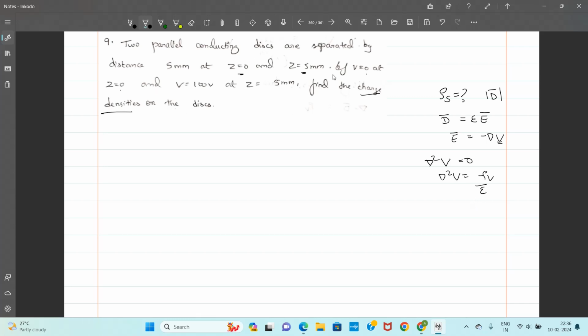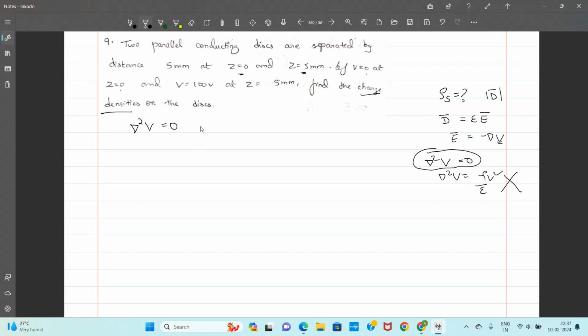And you can see that there is nothing mentioned about your volume charge density in the question. Right? They have not given rho v anywhere in the question. So I will not use this equation. I will have to go for Laplace equation now. Okay. So you are starting off with Laplace equation. Del square v equal to 0.